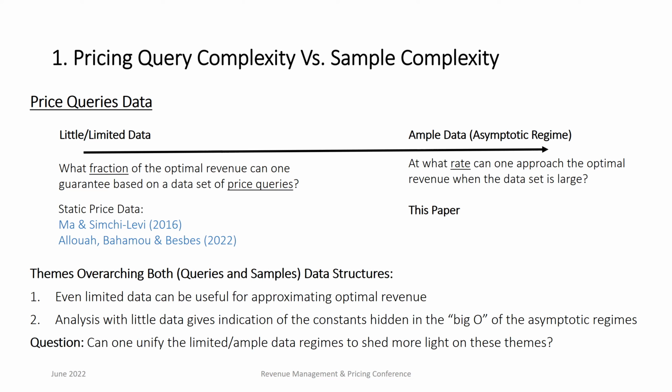And I think that an exciting research question in either of the regimes would be to try and unify the limited and ample data regimes to understand how they connect to each other, what is the transition from little data to the asymptotic regime, to further shed light on these two themes. What hides under the big O, and how much can we actually do in the finite data set regime, which is of great interest, clearly.